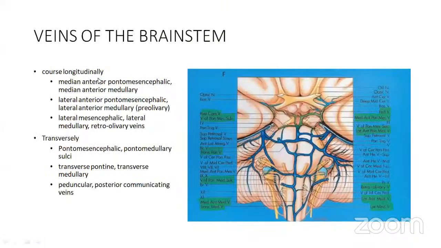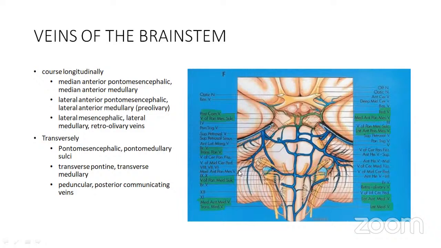So we'll start from the veins of the brainstem in this session. The veins of the brainstem have been grouped and named according to their course, if they course longitudinally or transversely. The longitudinally coursing veins are the median anterior pontomesencephalic vein, which continues downwards as the median anterior medullary vein, which we discussed previously as well.